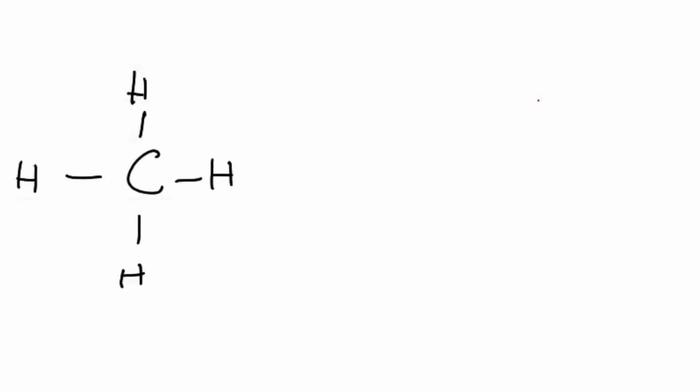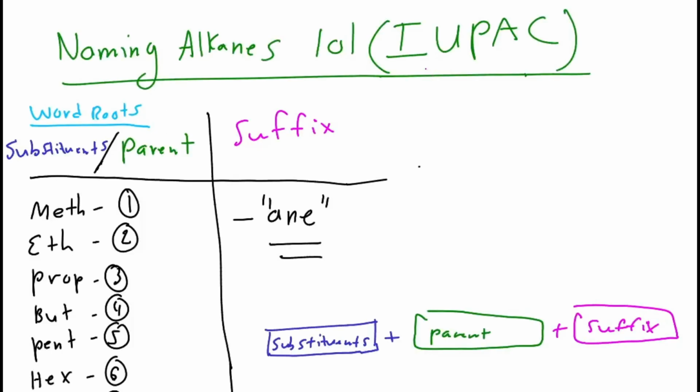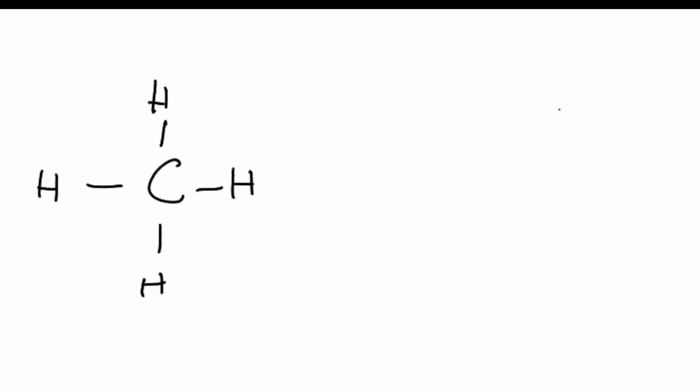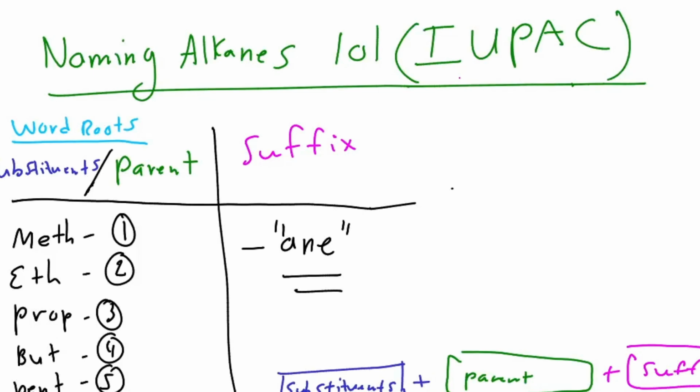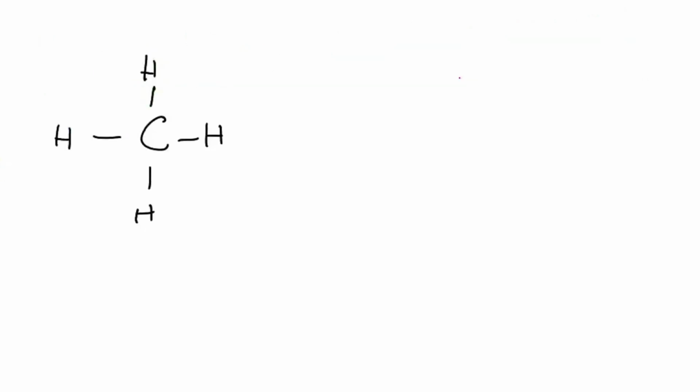To solidify what we've learned so far, let's work with an example. We start with a fairly basic looking alkane. We have one carbon in the middle, and it's surrounded by four hydrogens. Let's try and name this. Are there any substituents in this case? There are no substituents. Is there a parent? Yes, it has to have a parent, and it is my carbon.